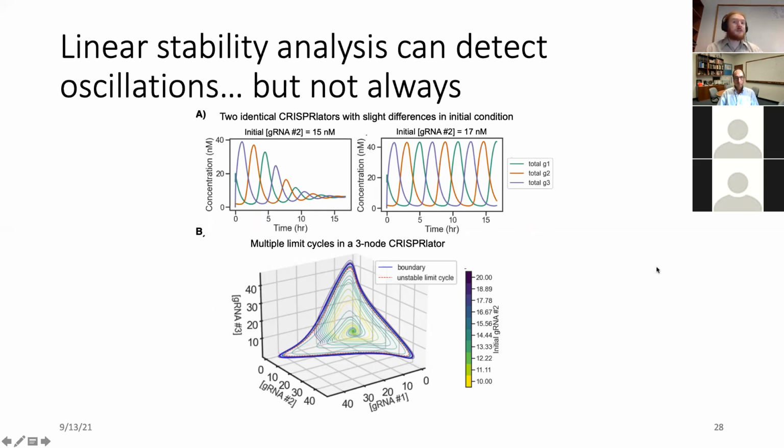So that's interesting in the sense that CRISPRi oscillators actually give you a behavior that you don't get from a standard repressilator. That's kind of neat. The unfortunate upshot to this is that just looking at the stability of the steady state doesn't tell you if you can get oscillations, because in this case, it's stable, but you can still get oscillations.